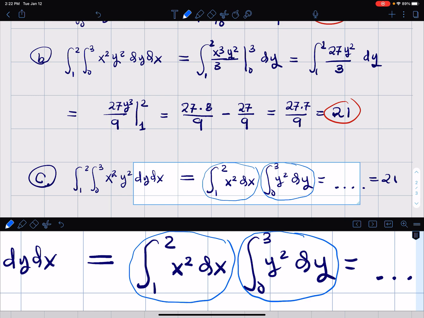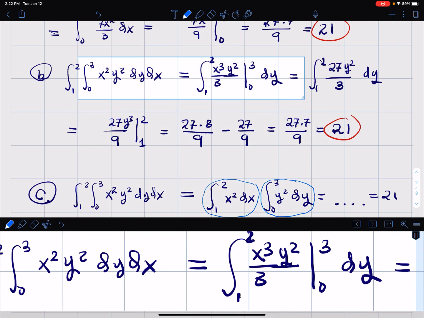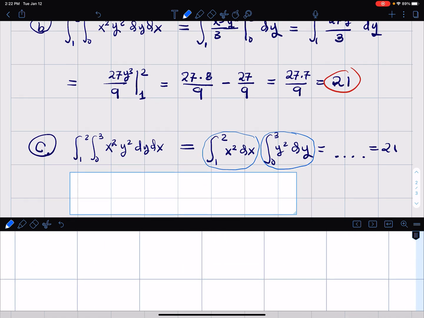Now, the question is this. Why didn't I do this? Why didn't I just break it up this way? Break up the x part and break up the y part. Because in general, I can't do this. That's why I didn't break it up this way. In general, I can't do it.